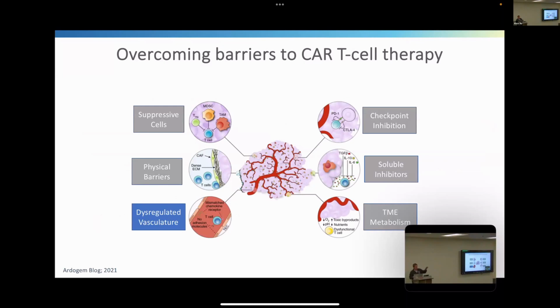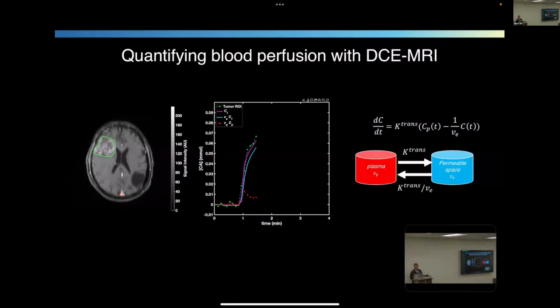And so the real barrier to CAR T cell therapy, as was mentioned earlier, there are several that are illustrated here, but what we want to focus on is dysregulated vasculature. So the flow of blood and other fluids in through the tumor and through the tissue is really a limiting factor in how the CARs are going to get to their target.